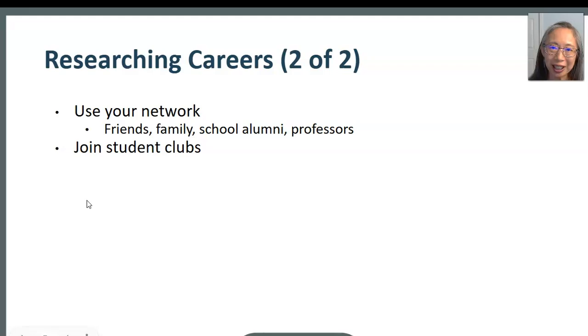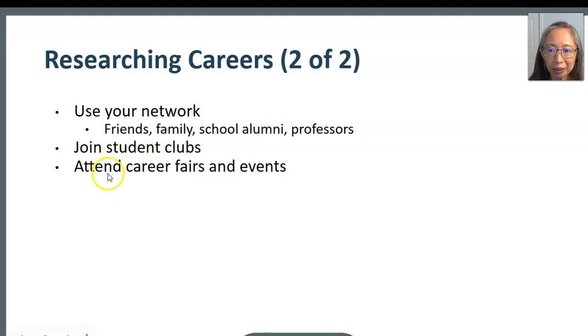Join student clubs, which I said that many times. Student clubs is a great way to not just make friends, but get to know more about others, connect with others. Some student clubs actually have very career-oriented events. I know of the Accounting Student Association. They have field trips to visit accounting firms. The Finance Student Association has field trips to go to Wall Street to see where the professionals work in real life.